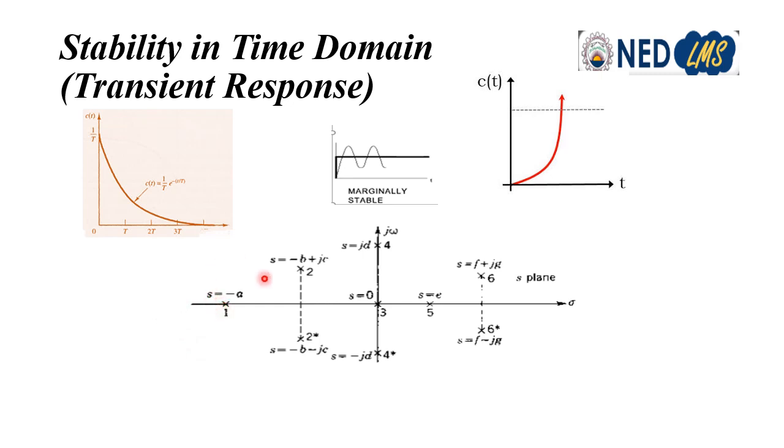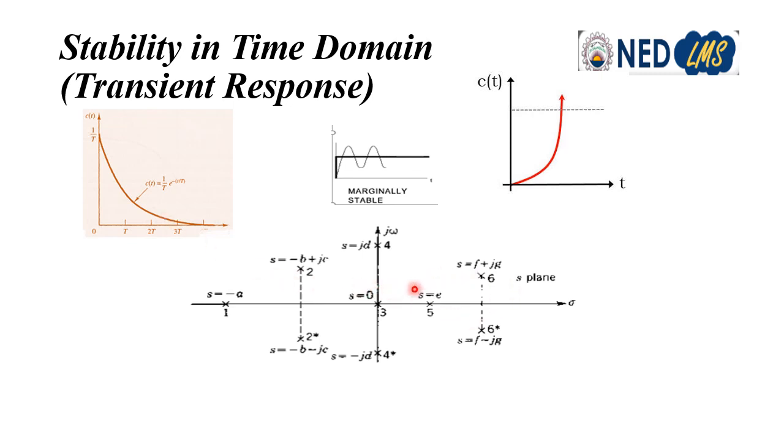If we have a root on the negative real axis, the corresponding response will be exponentially decaying. It means that the transient of the system is decaying and eventually dies to 0. So when the transients exponentially die, after the transients die, the system will reach a steady state. And when the system reaches a steady state, we say that the system is stable.